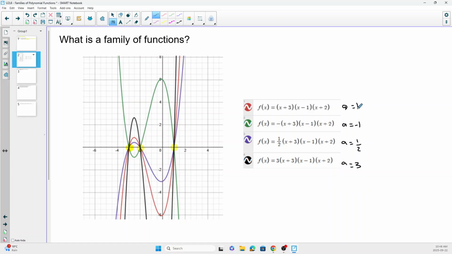So this one, where a is 1, is our untransformed one, because there are transformations applied to the other functions. This is the one with the vertical reflection. This is a vertical compression. This is a vertical stretch, and this is the one that has neither vertical reflection, compression, nor stretch. They all belong to the exact same family.